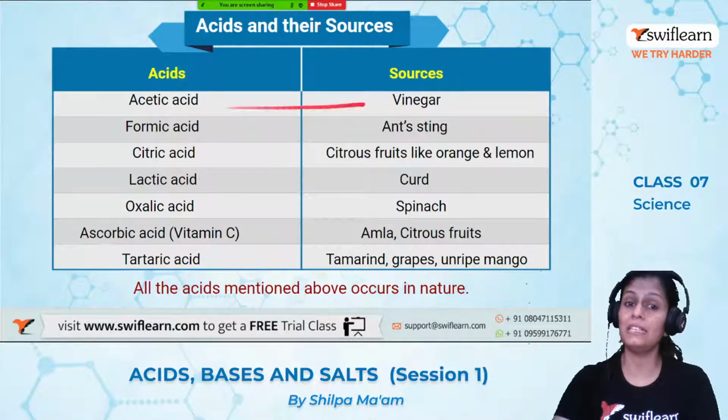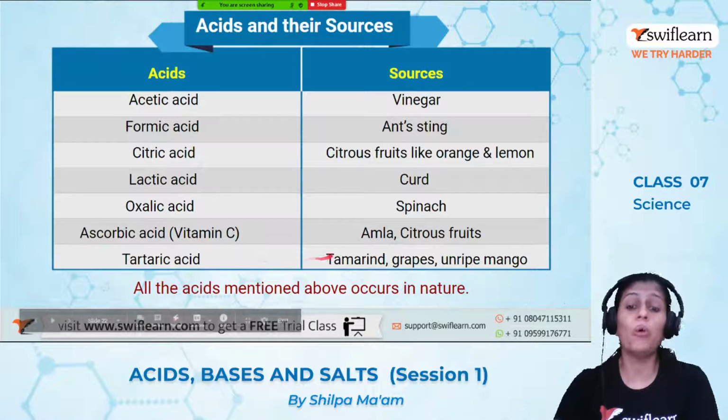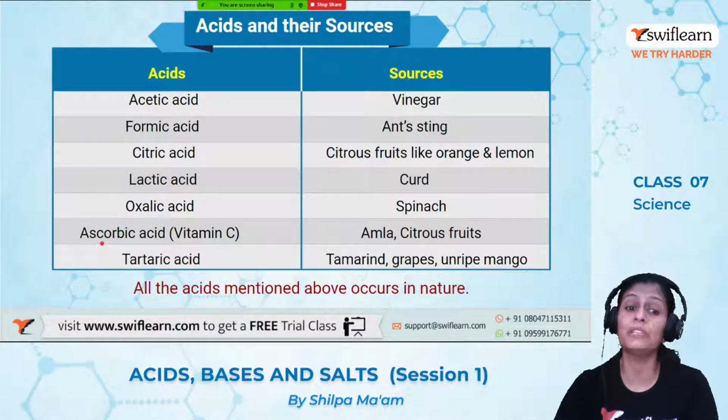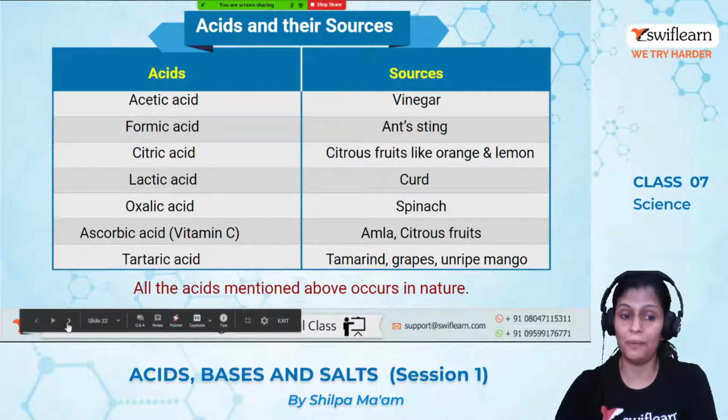If you need acetic acid, you need to use a vinegar. Spinach is rich in oxalic acid. All the citrus, khatte fruits, sour fruits, they are basically rich in vitamin C or ascorbic acid. So these are the sources and these are the acids that we are getting from them.